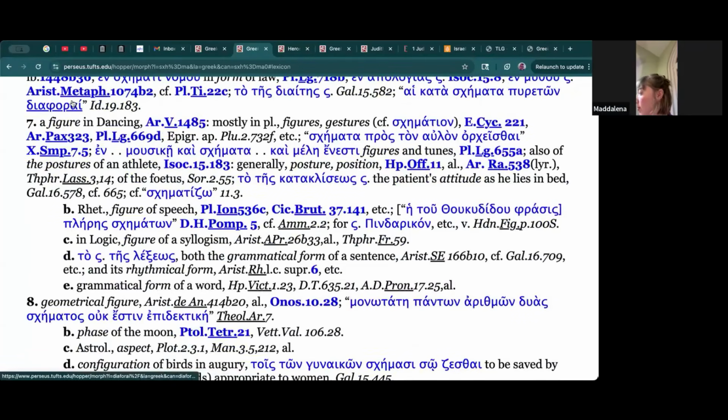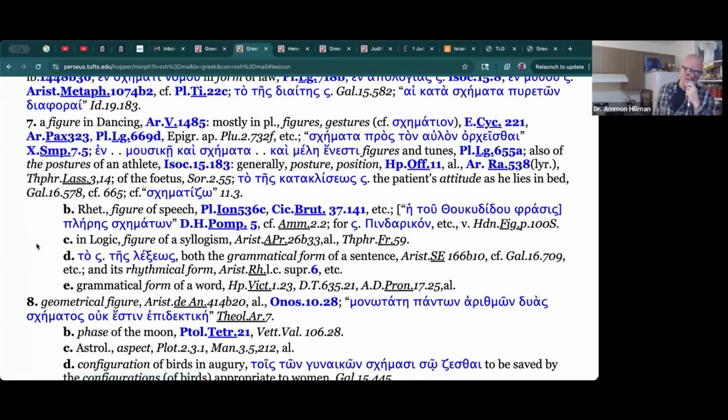Where's my mirror? Yeah, good. Nice. Gorgeous. Bacchic. Look at number 7, though. Your scheme is also a figure in dancing. It's a gesture in dancing. Postures, positions. And then all of a sudden, you're into geometry and phases of the moon. What's your aspect? What is Maddalena's aspect?